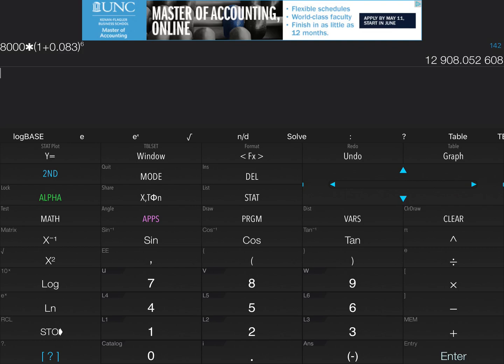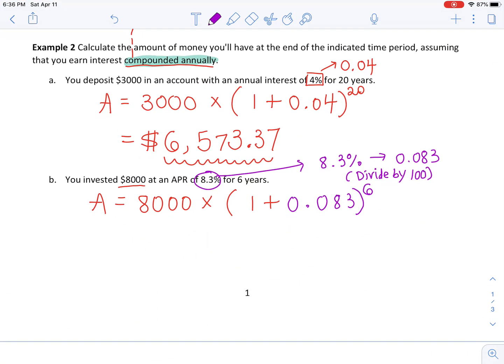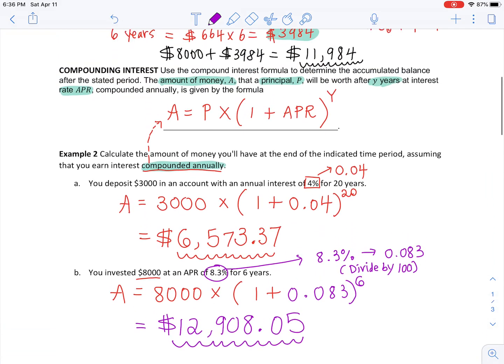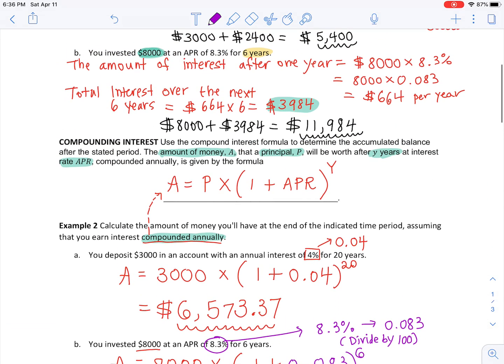Wow. So our money grew from $8,000 to how much? $12,908.05. So that will be our answer, the ending amount after 6 years. This is so happy, isn't it? Now I hope I did that right. Yes.